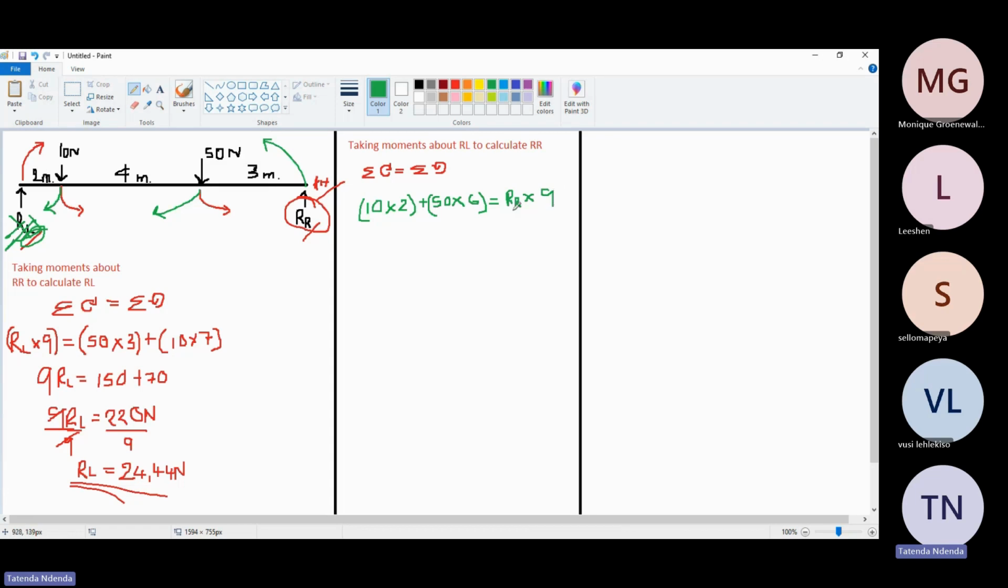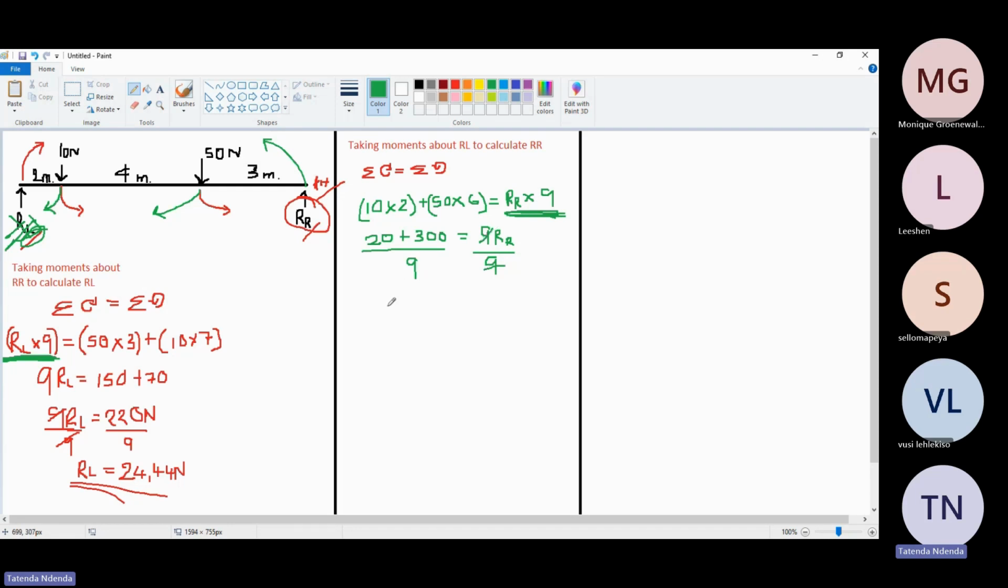Okay, so most of the times, guys, whenever you're calculating the reactions, you find out that the moment of these reactions are the same. All of them are multiplied by 9, right? So meaning that this is going to be 20 plus 300 is equivalent to 9R. So we divide everything by 9, and this one cancels this one.